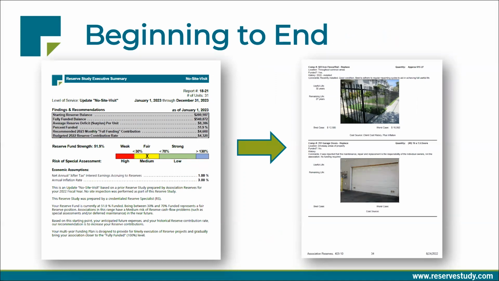But typically, our reserve studies and those of our competitors are organized the same way, where the key information is at the beginning. We have an executive summary. Most of our competitors have an executive summary. And then at the back of the report is typically the inventory details. So the back of the report is extra information, detailed information on what we saw when we were looking at your ironwork, what we saw when we were looking at your garage doors.